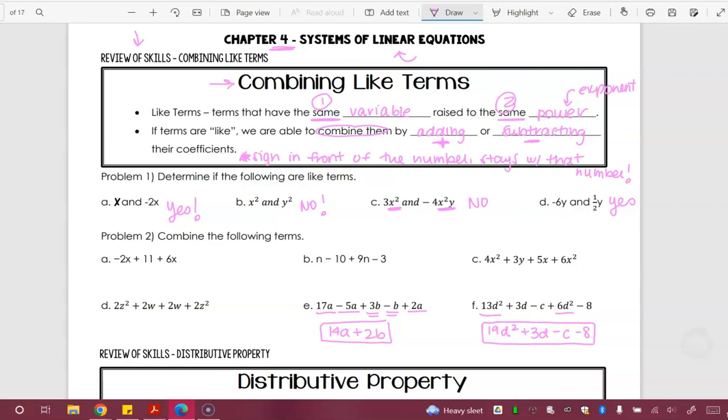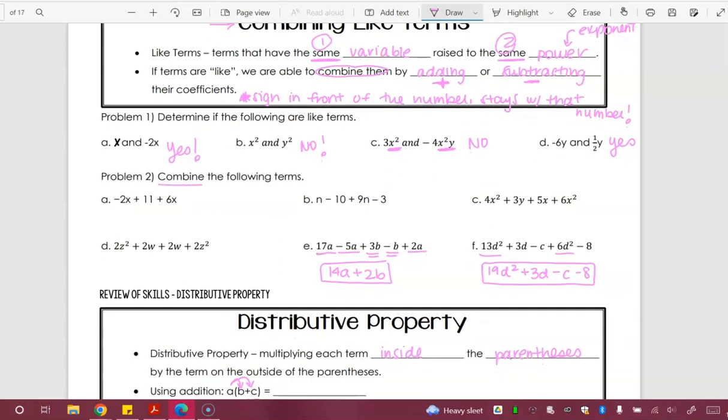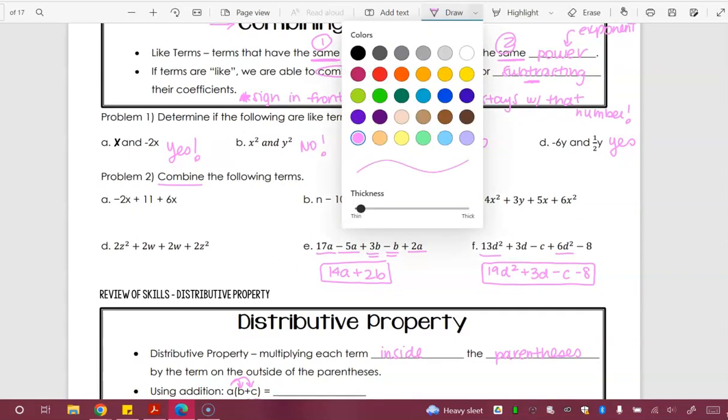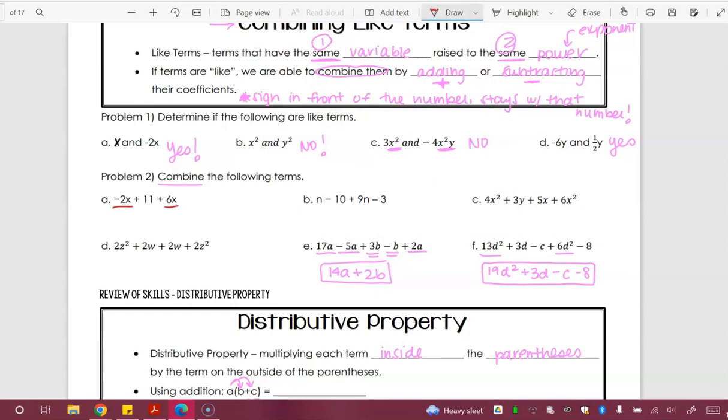The next problem 2 has us practice combining like terms. So you'll notice when I combine like terms, I underline. Okay, so I look for my like terms. I see negative 2x and 6x. And this is where this comes in handy. Whatever sign is in front of the number stays with that number and tells us what to do. So I'm going to do negative 2x plus 6x. That gives me 4x. Plus 11 doesn't have any like terms, so there's my combined like terms of that expression.